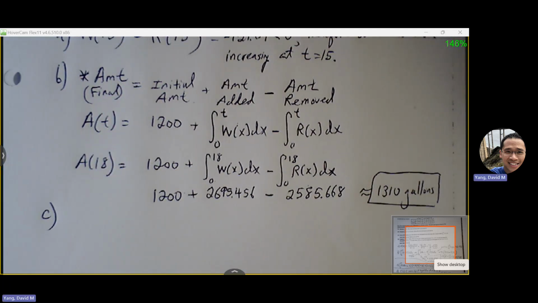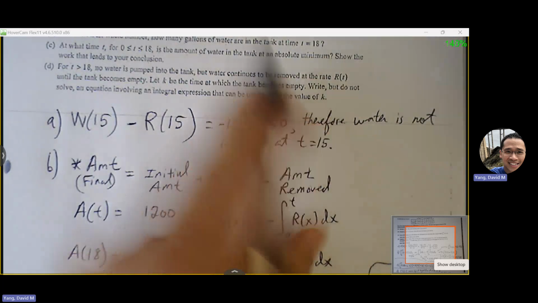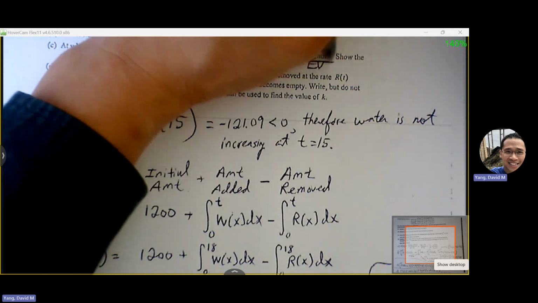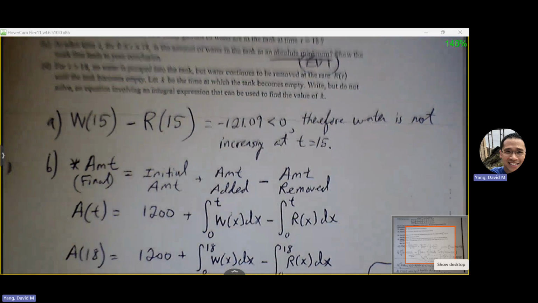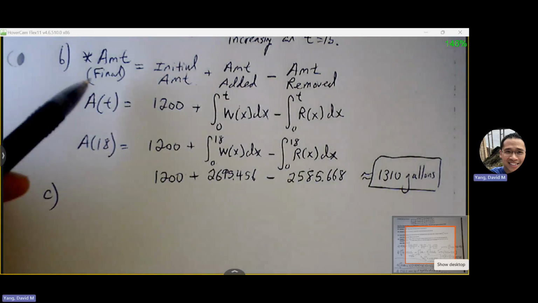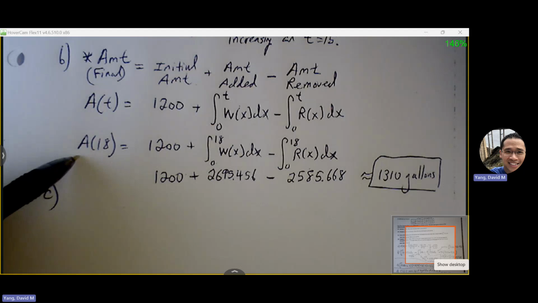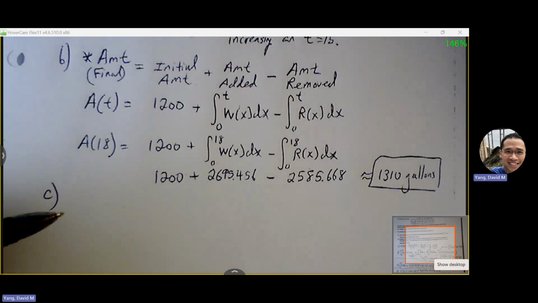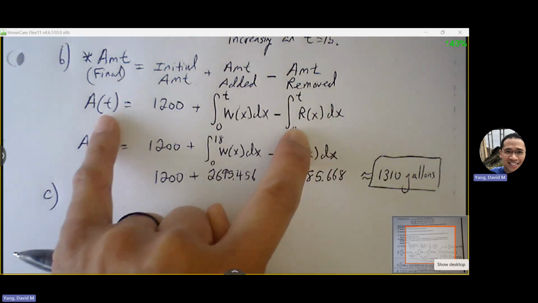Part C, at what time is the amount of water in the tank at an absolute minimum? Anytime I see the words absolute minimum or minimum, maximum, I know I'm going to be involving EVT, the extreme value theorem, which means I'll test endpoints and critical points. Endpoints are easy to find. We know 0 and 18 are the endpoints. But critical points come from the derivative. So let's build A prime.